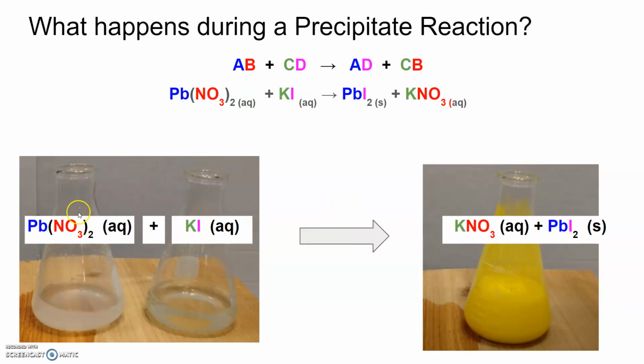So we start off with lead nitrate and potassium iodide. They were clear, colorless solutions. If something is dissolved in water, it'll be clear, meaning you can see through it. And then it produced two compounds, potassium nitrate, KNO3, which is aqueous, so that's dissolved in water. It's also colorless, so we don't really see that at all. But it produced that really bright yellow lead iodide, which is our solid precipitate. And we know that we have a precipitate because the solution turned cloudy.